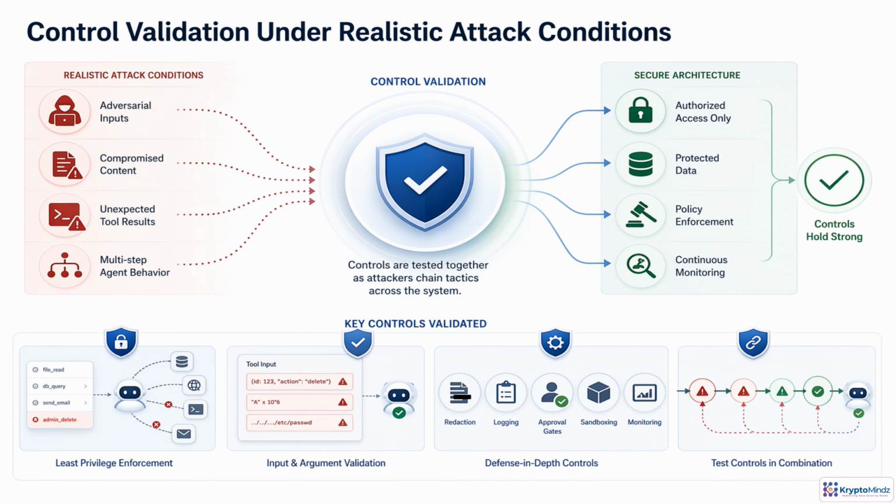Keep the testing realistic. Run controls together and chain attacks across steps, because many agent failures appear only when small weaknesses combine into a larger path.